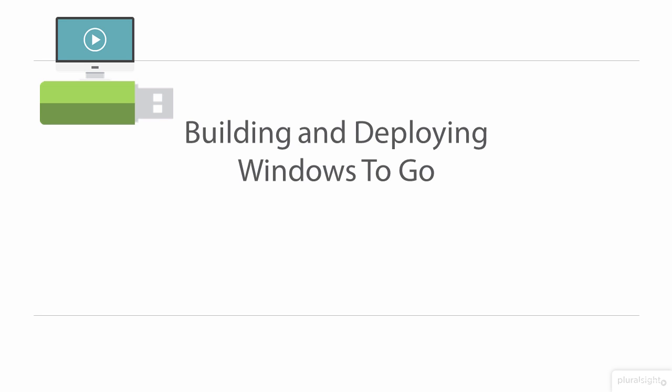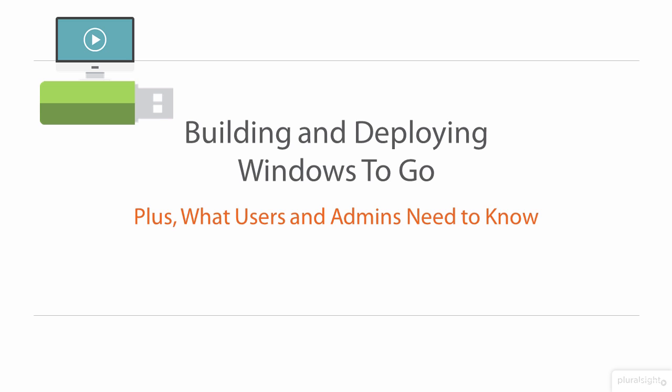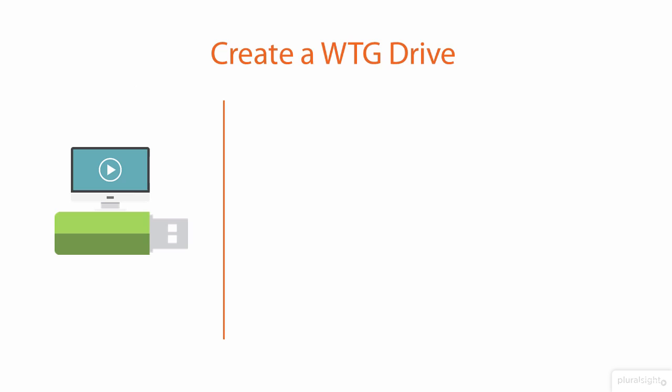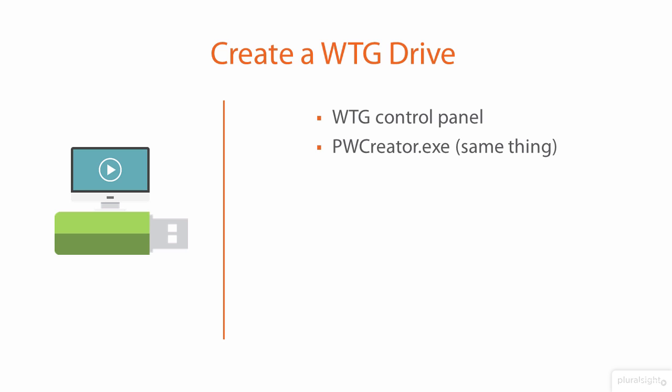Building and deploying Windows to Go is where we'll discuss how to put Windows on a stick and discuss the gotchas that both admins and users should know about before working with this type of Windows 10 deployment. So there are several ways to create a WTG drive after we've met the requirements discussed a minute ago. There's the Windows to Go control panel, the executable pwcreator.exe, which is actually another way of saying the same thing.